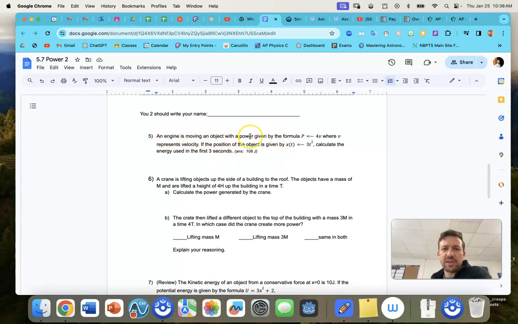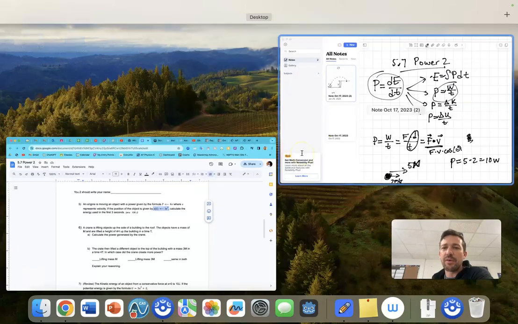Here an engine is moving with a power, so it gives you a power. Oh, I remember writing this one. So it gives you a power formula, but in that power formula is a velocity, right? It's a v. And if the position of the object is given by this, so you have a position function, calculate the energy used in the first 3 seconds. So that one's a creative one. It wants you to calculate energy and they give you power, right?